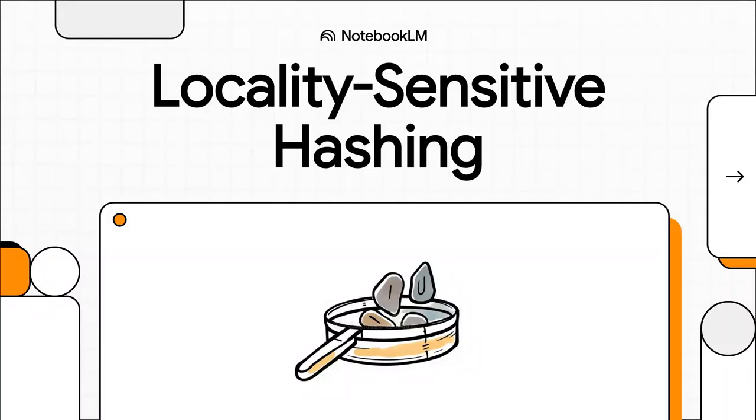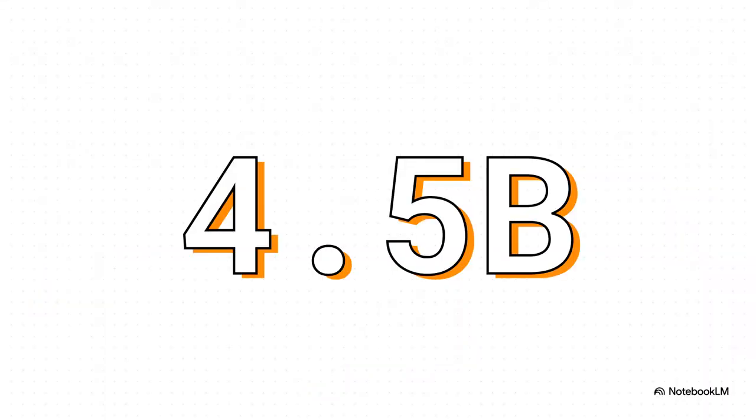Okay, let's dive in. To really get a feel for the challenge, let's start with a number. This right here is a pretty conservative guess of how many pages are on the indexed web. Yeah, 4.5 billion. Now, just imagine for a second that it's your job to find all the duplicates and the near duplicates in that gigantic, constantly growing library. I mean, where would you even start?